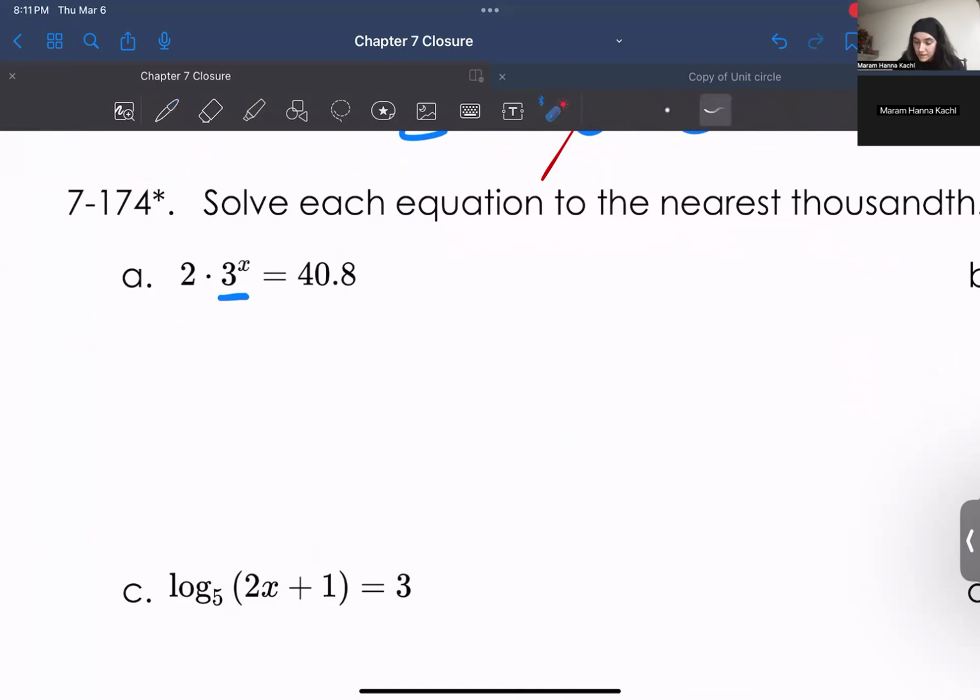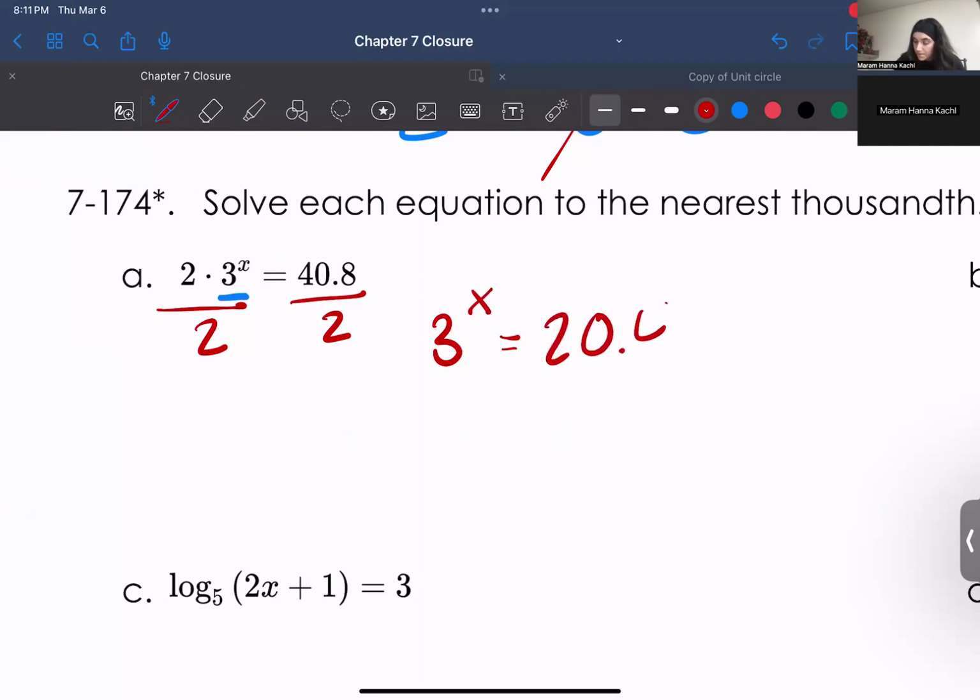I want to undo this multiplying by 2. So think about how you undo multiplying by 2. You would divide by 2 on both sides. So that leaves me with 3 to the power of x is equal to 20.4.